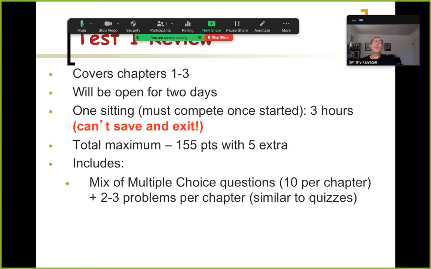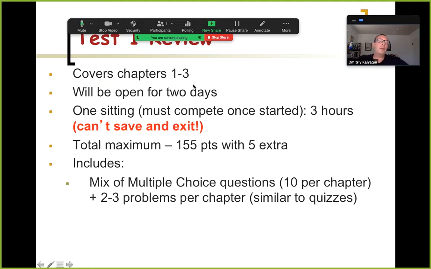So do not rewrite or summarize what you already know and fully understand. Just write those concepts or problems or formulas that you are not sure about. So the test will cover 3 chapters.